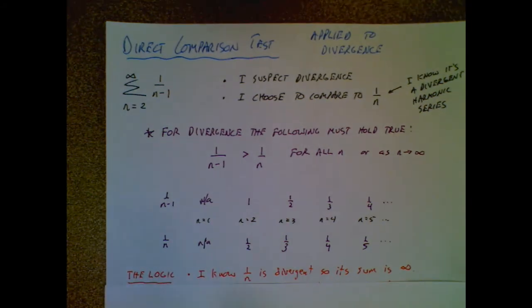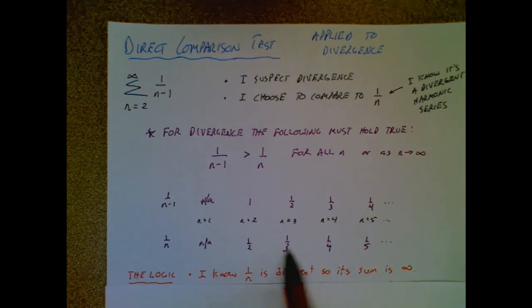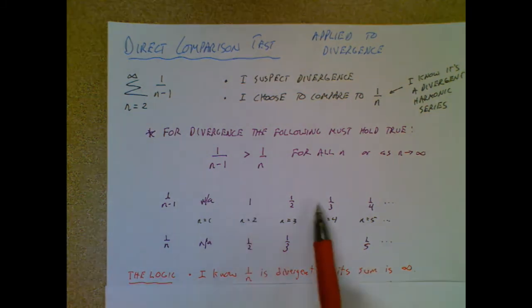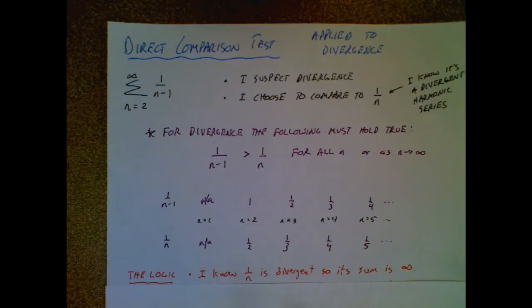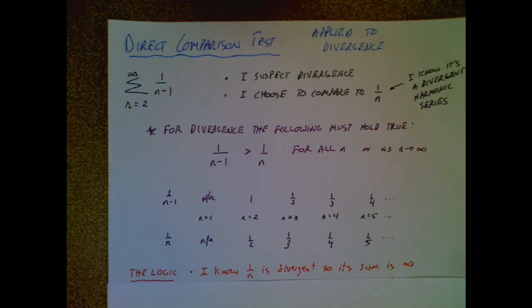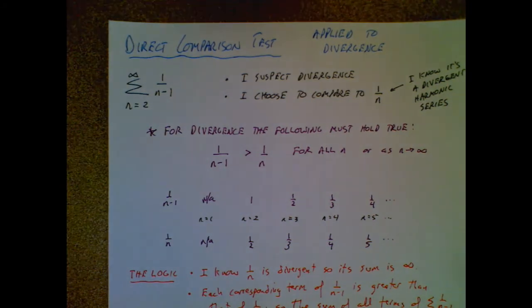So here's the logic. I know 1 over n is divergent, so if I were to add up all of these terms, they would add up to infinity. Well, if all of these terms are going to add up to infinity, and every single one of these is slightly greater than its related term, then all of these are going to have to add up to infinity and a little bit more than infinity. So I'm going to put that into words here.